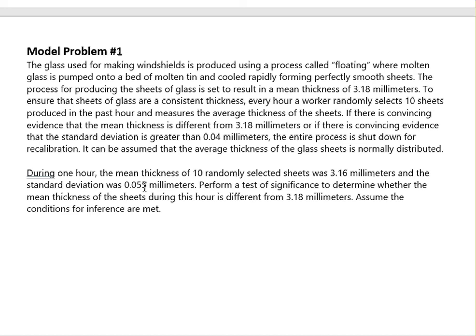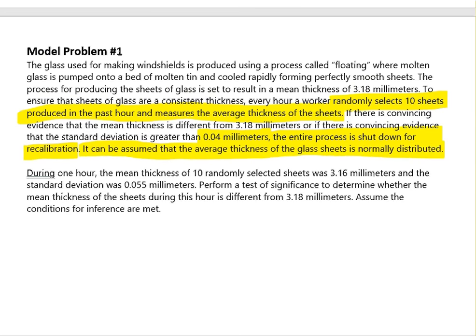Every hour, workers randomly select 10 sheets produced in the past hour. If there is convincing evidence that the mean thickness is different from 3.18 millimeters, or the standard deviation is greater than 0.04, the entire process is shut down for recalibration. It can be assumed that the thickness of the glass sheets is normally distributed.